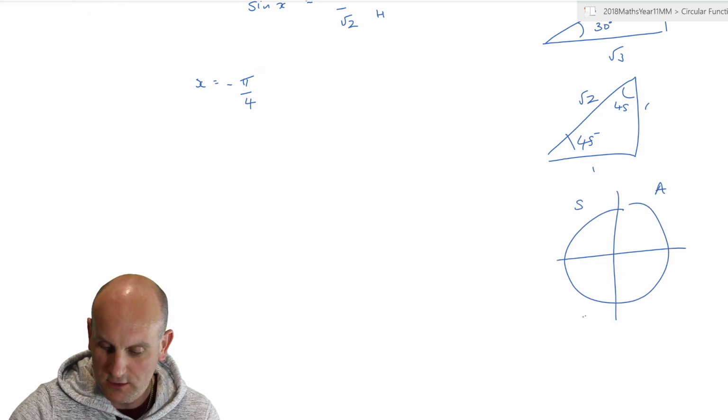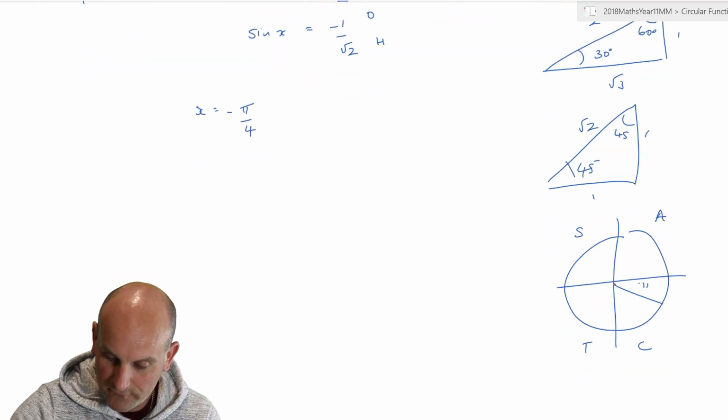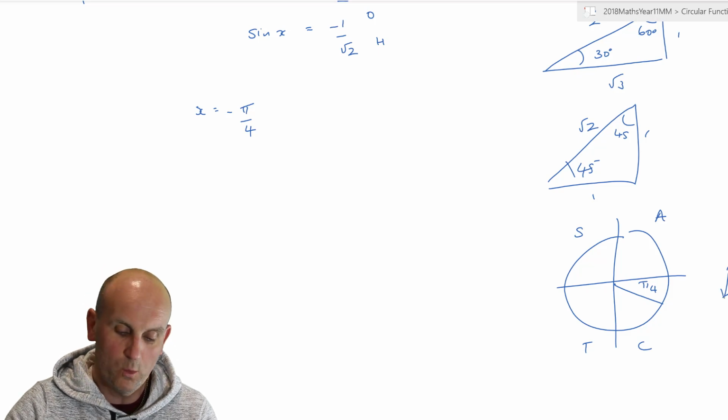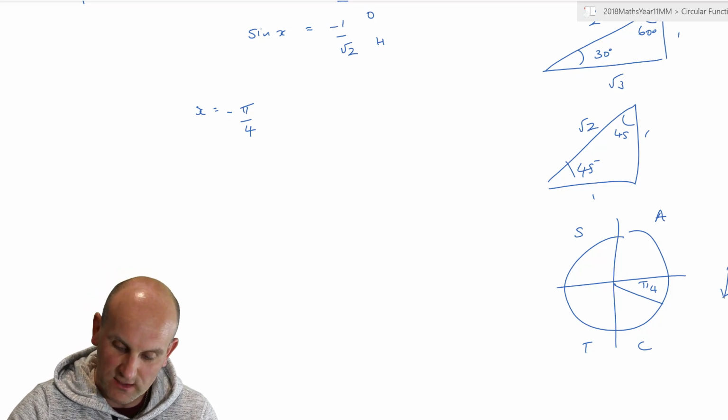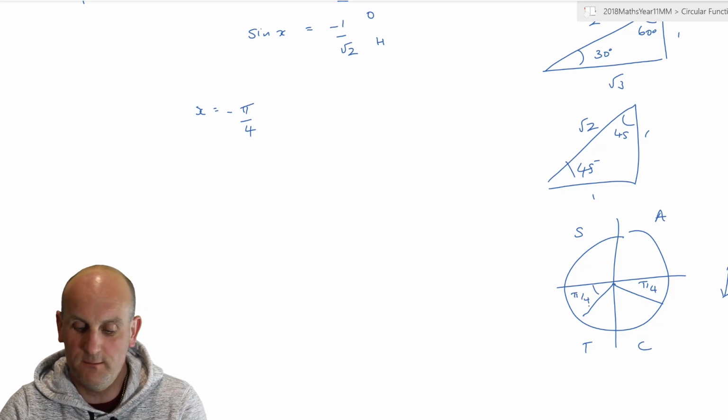Now, we already know it's minus, so it's got to be here. It's the first one, because when you go minus, you go around the unit circle the other way. What are we looking for? Sine to be negative. So again, it's got to be here. So that again is pi on 4. And so I can find my next solutions.